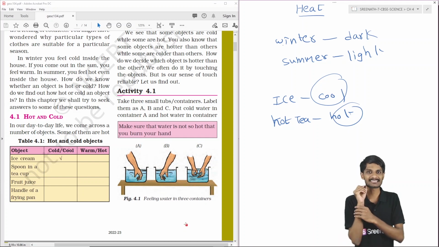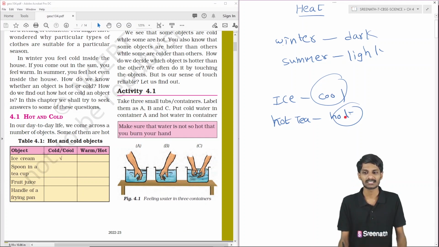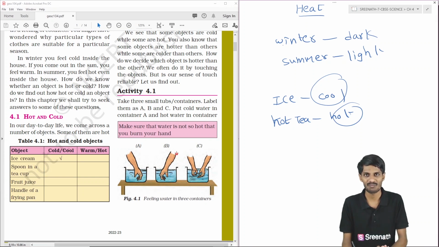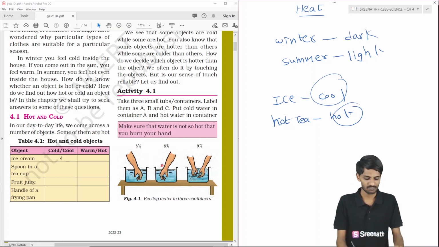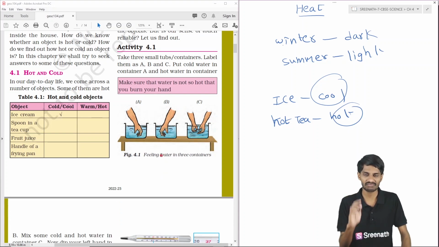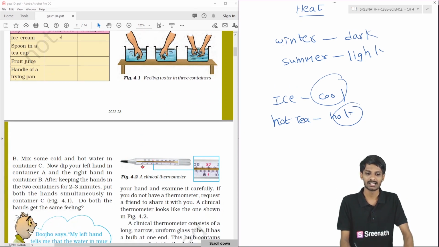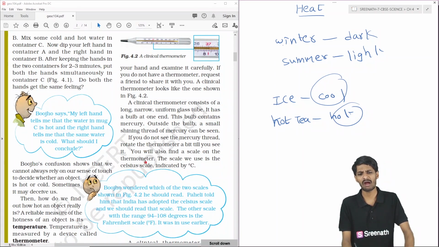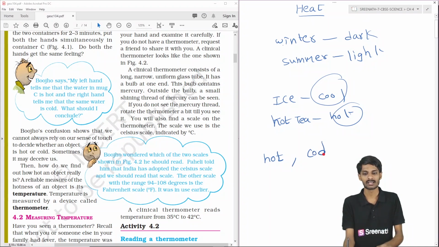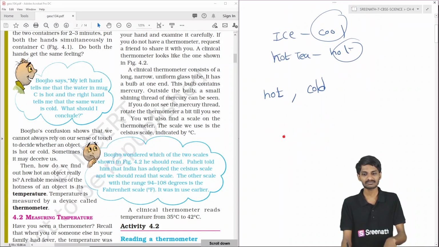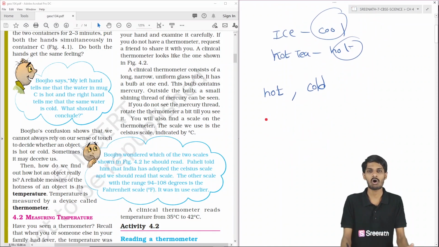By only the sensation of touch, we can't decide whether some objects are hot or whether some objects are cold. We can't depend on our sense of touch; sometimes it may confuse us. So how do we decide whether an object is hot or cold? We decide it by temperature, students.